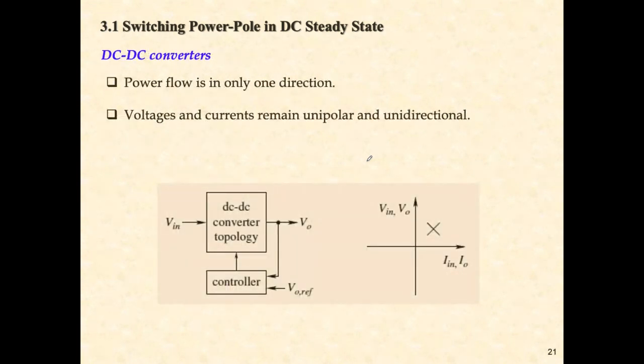And more information for the DC-DC converter. The source should be DC, and the load is also DC. The power flow should be in only one direction. I mentioned in topic 1 that some of the converters can have bidirectional power flow. No worry, you will learn it in the second half of the subject. Because the power flow is only in one direction, both voltage and current remain unipolar and also unidirectional.